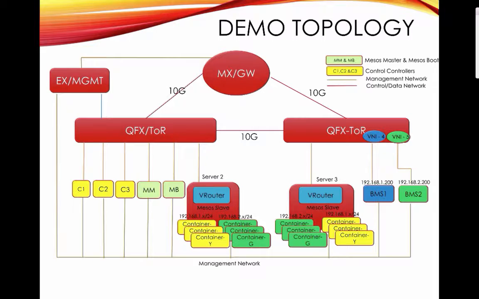The demo topology looks like this. I have two Tor switches and a gateway router, a separate management switch for management and control data separation, three Contrail controllers for HA, two virtual machines running Mesos master and Mesos boot, two Contrail nodes each having a virtual router and a Mesos slave.